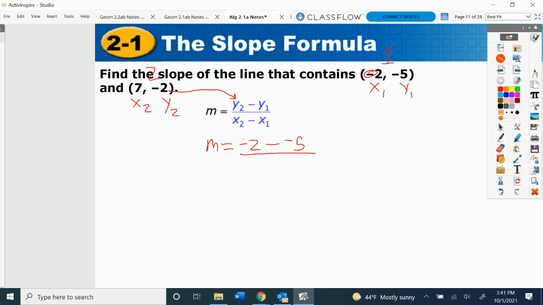You got negative 2 minus negative 5. Okay, and then underneath, x2 is 7, so we're going to have 7 minus x1, which is negative 2. Okay, so bring the negatives with it.